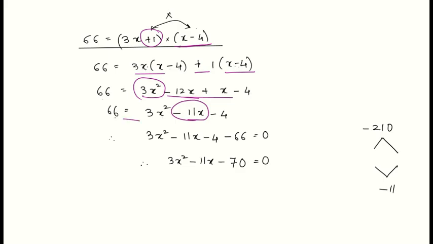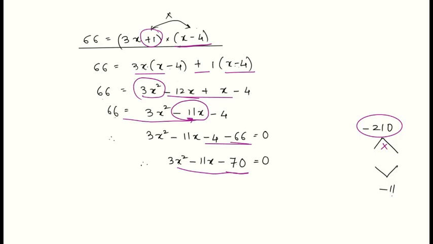Now bring this 66 on the right hand side, it will become minus 66. Solve this, minus 4 and minus 66, we will get minus 70. As we got the equation now, we will multiply 3 into minus 70, which will give us minus 210. We need two numbers whose multiplication should give us minus 210 and whose addition should give us minus 11. So what are those two numbers?